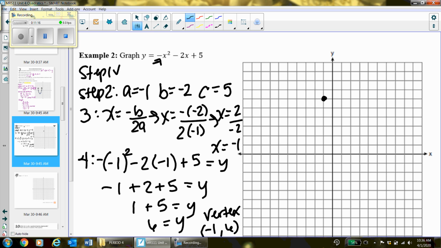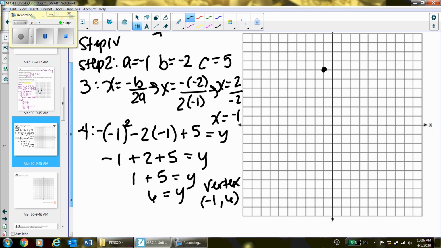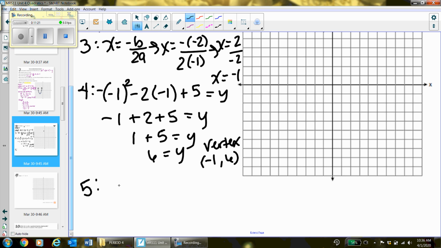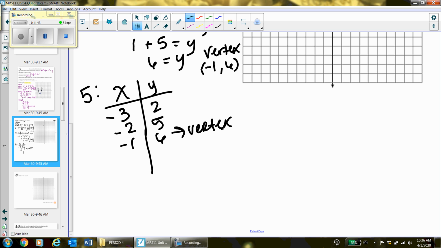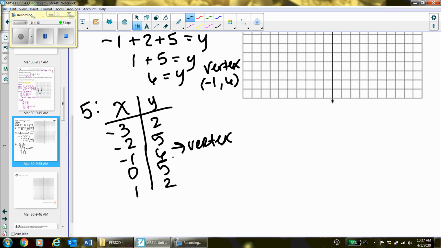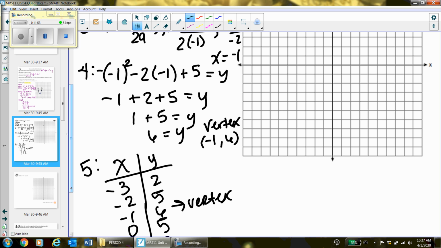All right, -1, 6. Let's create my table, which is step 5. Remember, I already have the table down, so I'm just going to start writing. All right, so -3, 2, -2, 5, -1, 6, which is our vertex. 0, 5, and then 1, 2. Notice how at the vertex, my y values start to repeat. That's how you know it's a turning point.